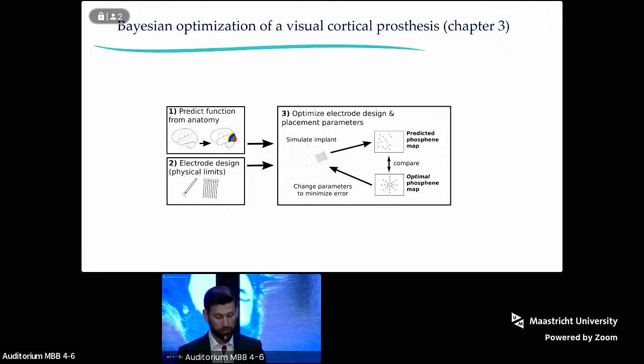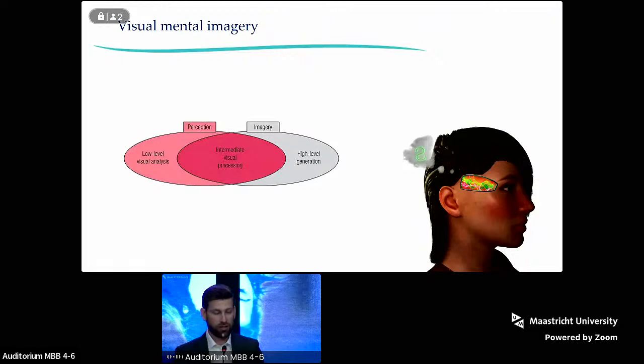So non-congenitally blind persons cannot see anymore, but they still report visual experiences. Very vivid experiences based on their past visual experience. And we refer to this experience as seeing in the mind's eye, or visual mental imagery. And it's believed that the mechanisms in the brain responsible for processing visual input and for generating these mental images are very closely related.